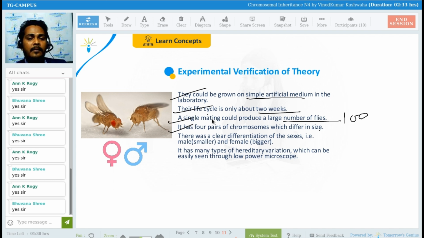As you can see here, this is the male and this is the female, right? Female eye is more attractive, you can see the red, and the male eye is white, you can see this is a male. The symbol is also indicating. So it has many types of hereditary variations which can be easily seen through the low power of a microscope, and that's why he selected Drosophila as a model organism.